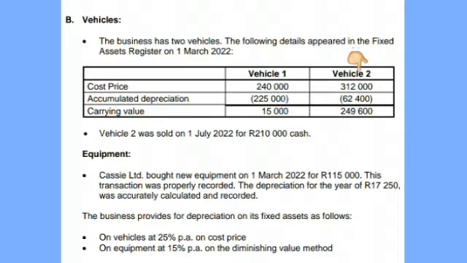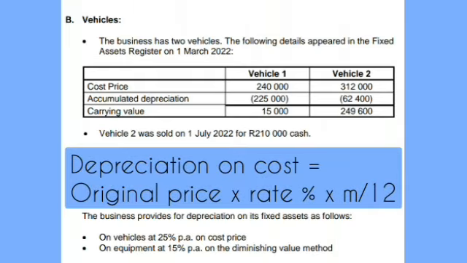And then right under the information about equipment, we will find the rates at which we are going to depreciate our vehicles. It says the business provides for depreciation on fixed assets as follows. The first bullet says on vehicles at 25% per annum on cost price. So we know that when we are depreciating on cost price, our formula for depreciation is equal to original cost multiplied by the rate, meaning the 25% that has been given to us, over m over 12.